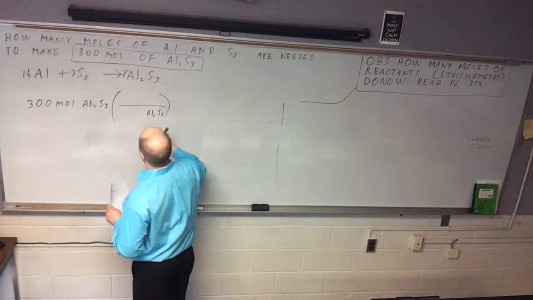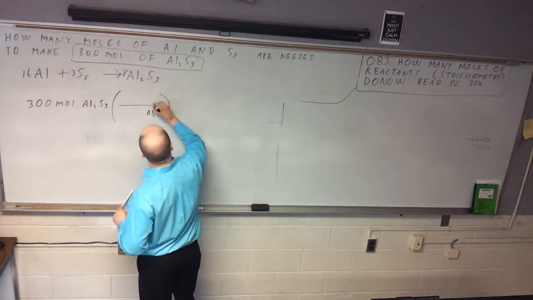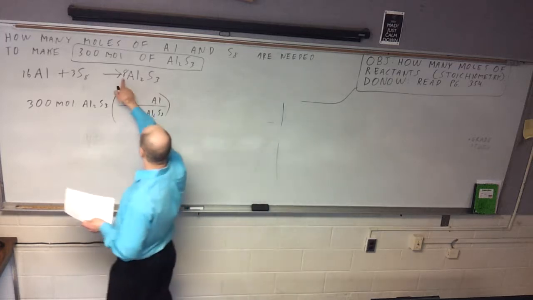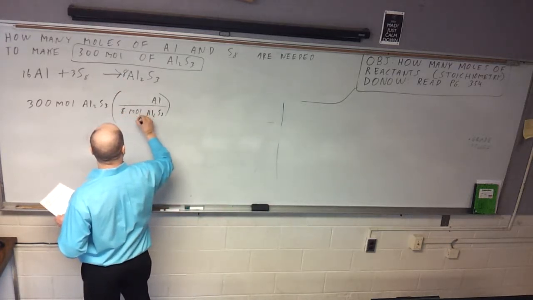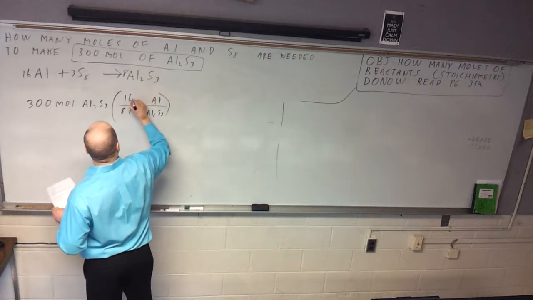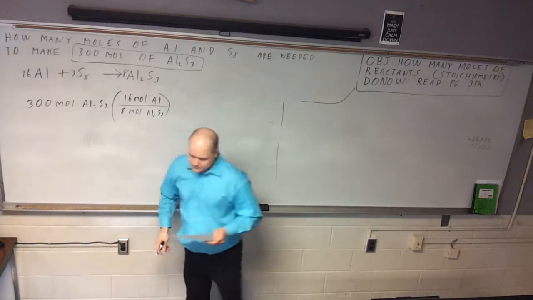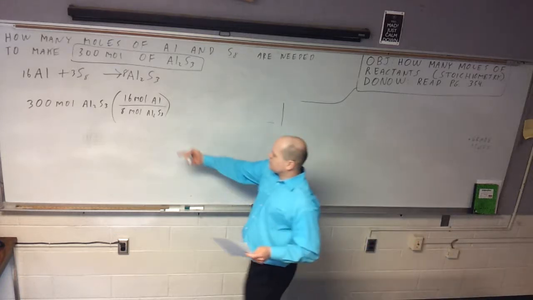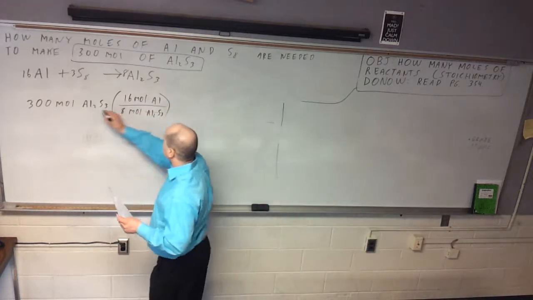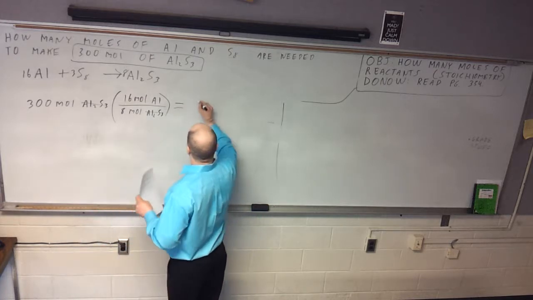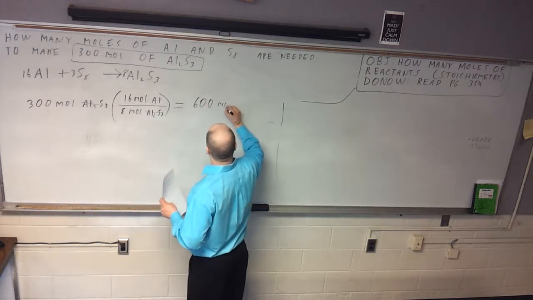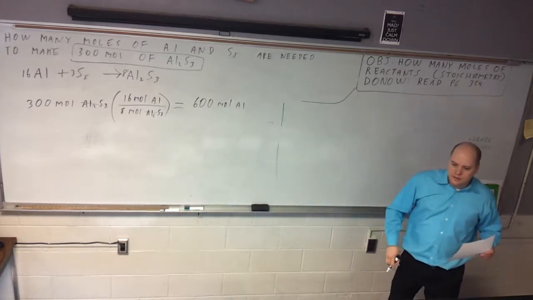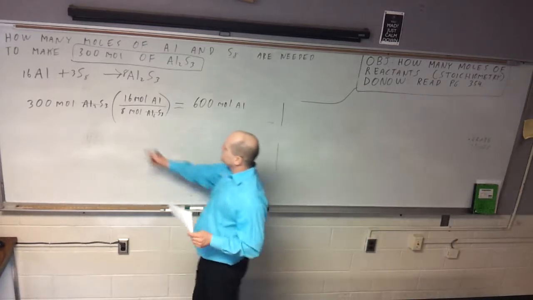Al2S3. Whatever we're looking for, so we'll do aluminum first, goes on top. And then we're just going to use whatever numbers in our balanced equation. So this is an 8 moles. This is 16 moles. So 16 over 8 is 2 again. So that's kind of easy. 300 times 2. 600 moles of aluminum. Am I going too fast or are you okay? All right. And then we're going to find sulfur.